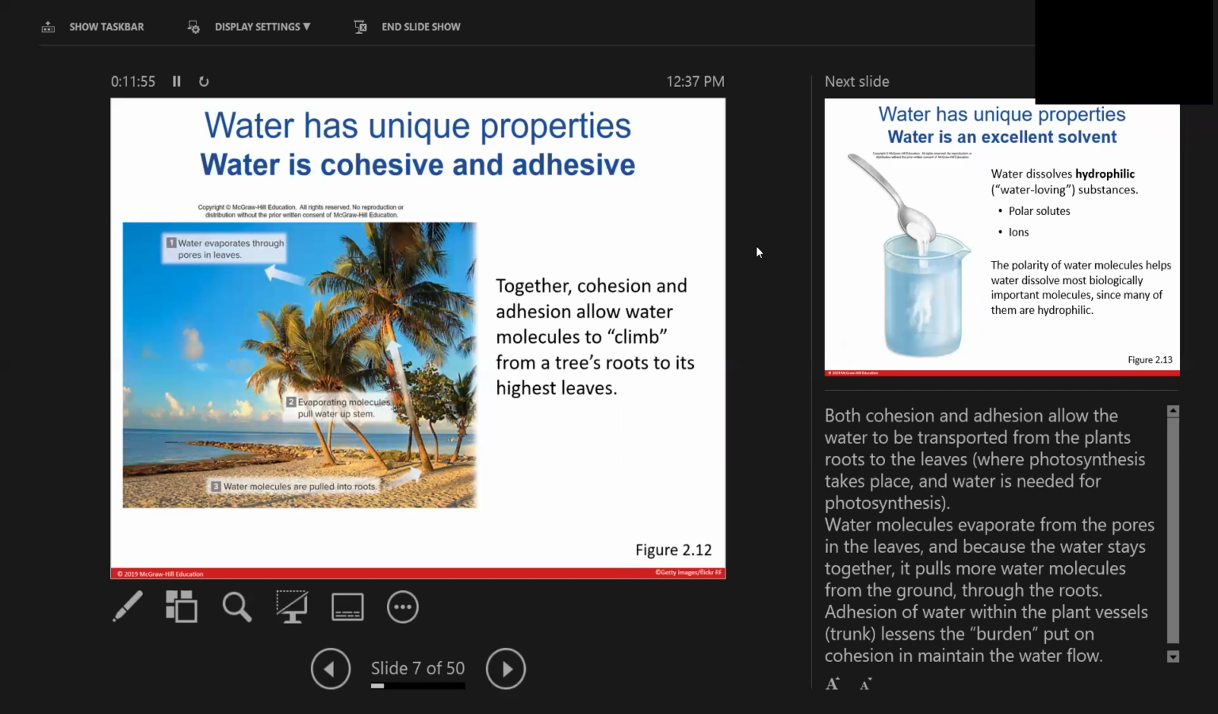So together, cohesion and adhesion allow water molecules to climb from a tree's roots to its highest leaves, or allow your blood to be pumped the way it is, because it's primarily water with a bunch of other elements and stuff inside of it. So both adhesion and cohesion allow for water to be transported through plants for photosynthesis to take place. Water molecules evaporate from the pores in the leaves, and because the water stays together, it pulls more water up from the ground through the roots.